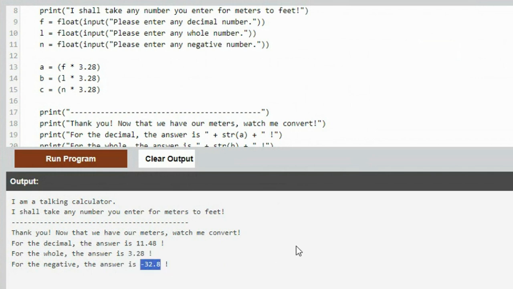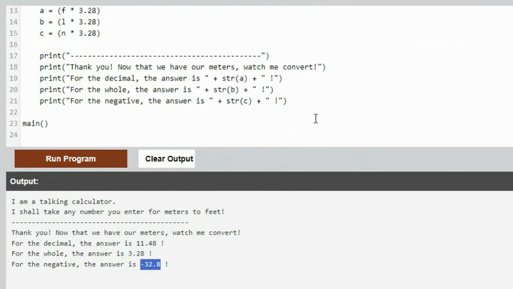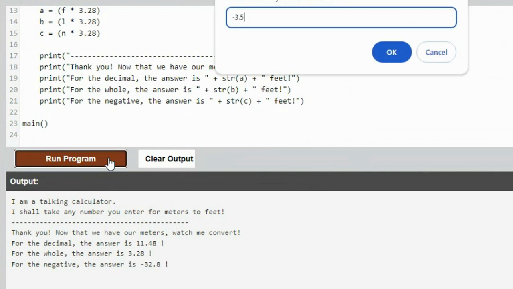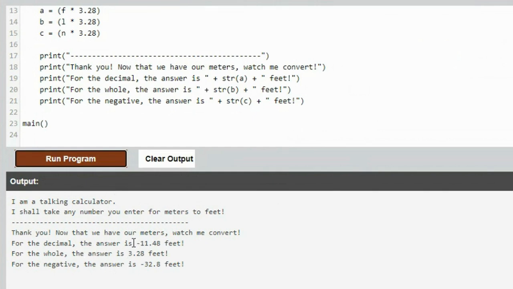And negative 32.8. And probably, to make that a little better, we should put feet in here as our unit when we print it out. Just add the word feet. So when I put negative 3.5 and I put 1 and I put negative 10, the decimal answer is negative 11.48 feet, 3.28 feet, negative 32.